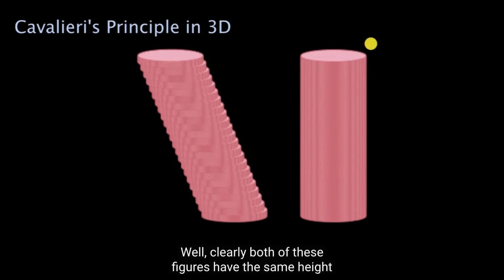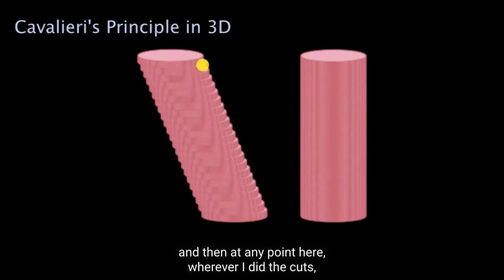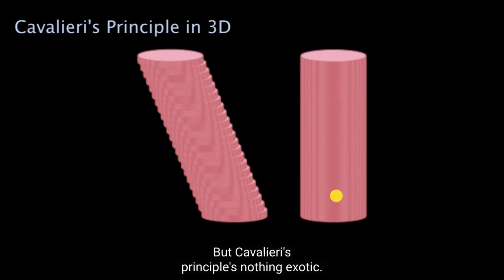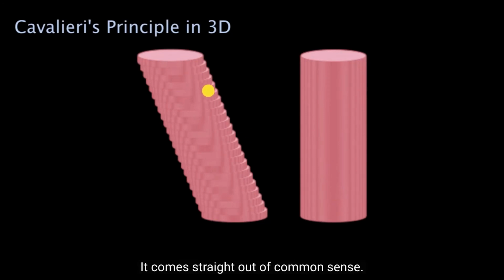Well, clearly both of these figures have the same height, and then at any point here, wherever I did the cuts, at the same point on this original cylinder, my cross-sectional area is going to be the same, because it's going to be the same area as the base in the case of this cylinder, and so it meets Cavalieri's principle. But Cavalieri's principle is nothing exotic. It comes straight out of common sense.